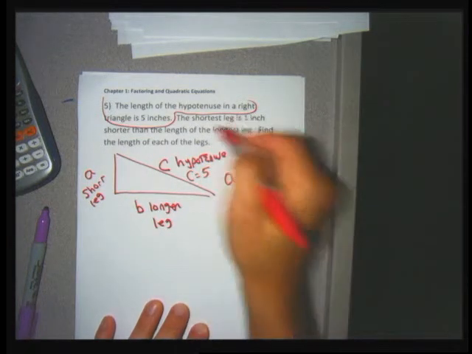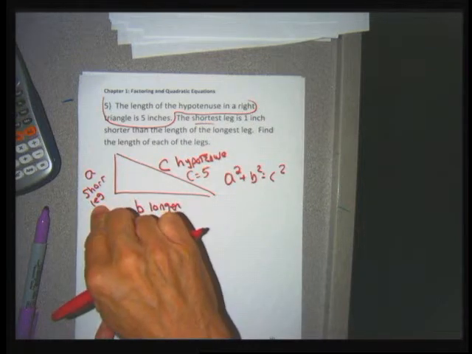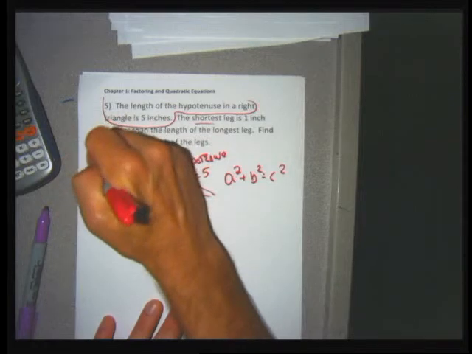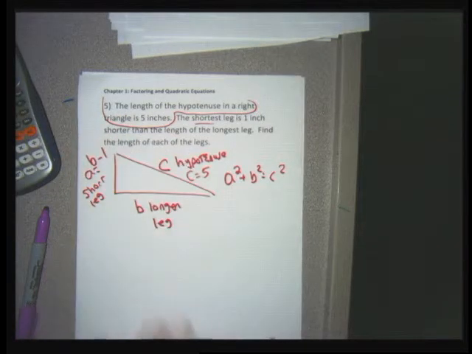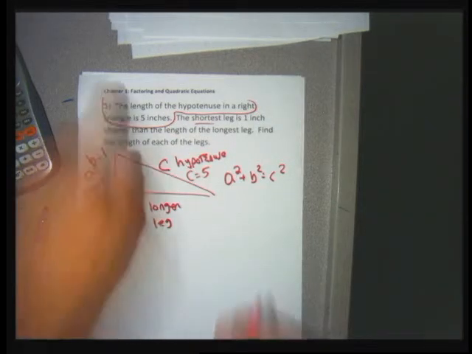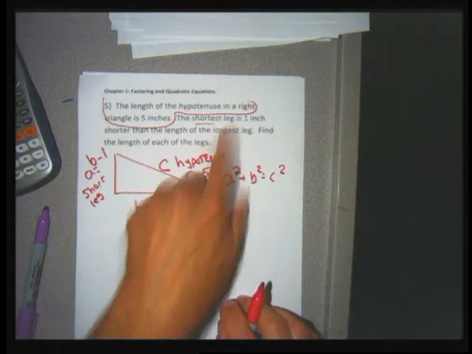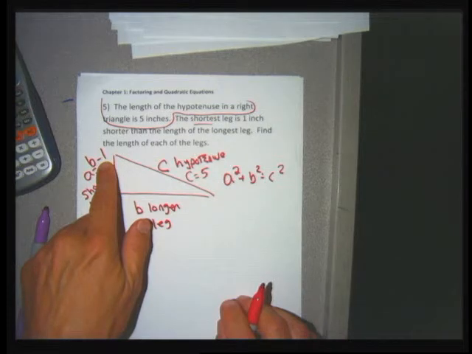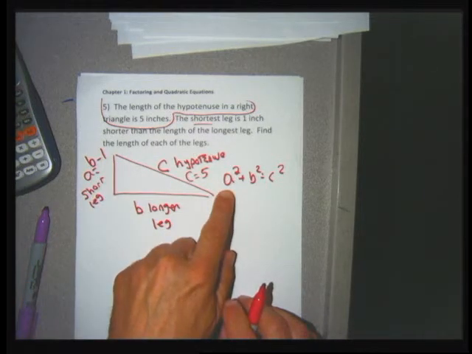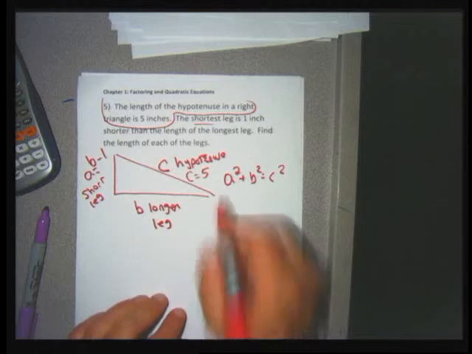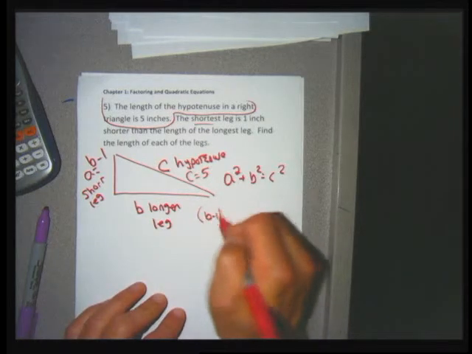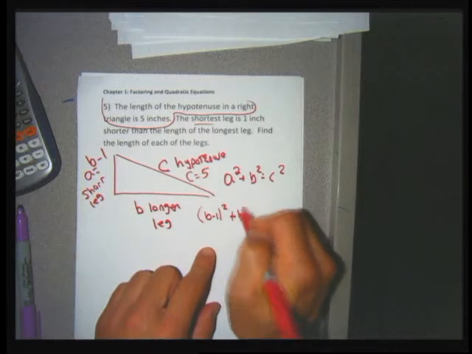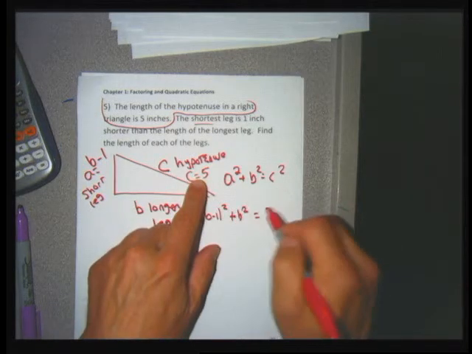Next sentence, it says the shortest leg, which is this, is 1 inch shorter than the longest leg. So this A is 1 inch shorter than the B, so the A is B minus 1. So first sentence gave me the C is 5. Second sentence gives me the short leg A is 1 less than B, which is B minus 1. Now I'm going to use the formula for A squared. I'm going to put B minus 1 squared, because A is B minus 1. I'm going to leave B squared as B squared, and for C squared, I'm going to put 5 squared.